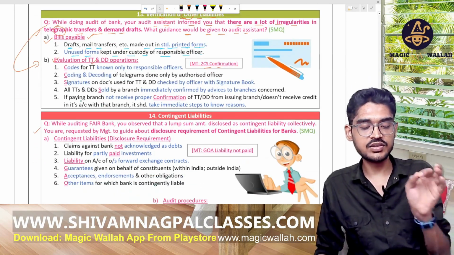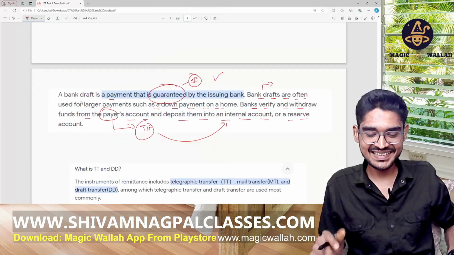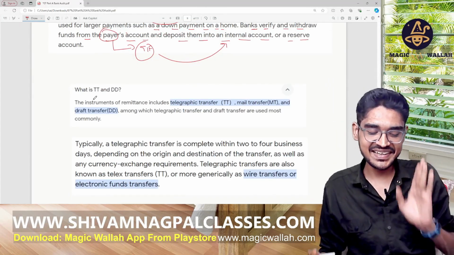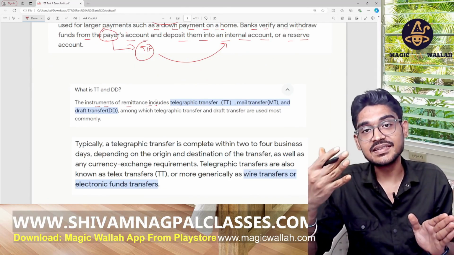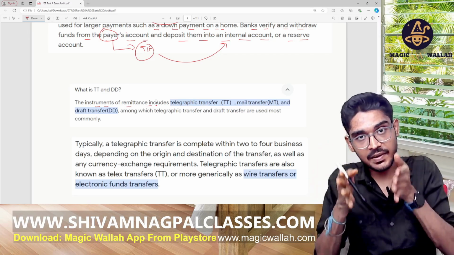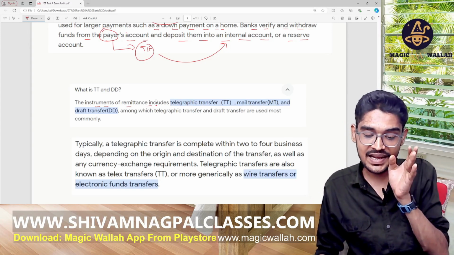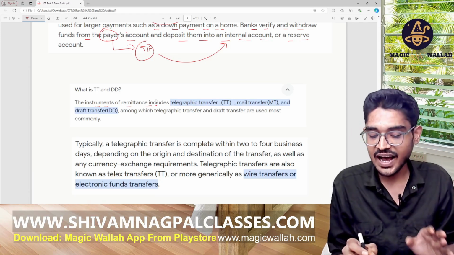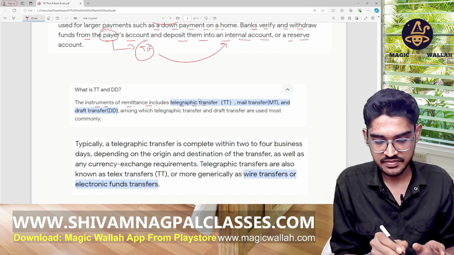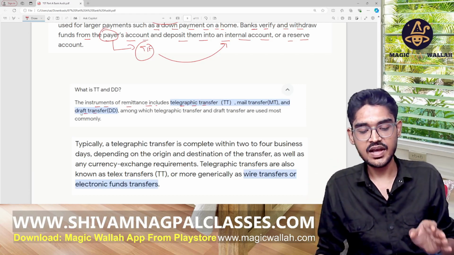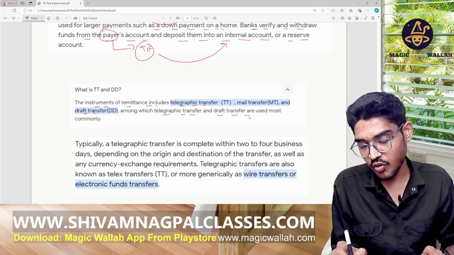This is simple. Now this is important. Evaluation of the TT and the DD. So what do you mean by TT and DD? These are instruments of remittance. Remittance means sending money from one place to another place, just like UPI, right? It is a kind of remittance system which includes the telegraphic transfer, the mail transfer and the demand draft, TT, MT and DD, among which the telegraphic transfer and the draft transfer are most commonly used.